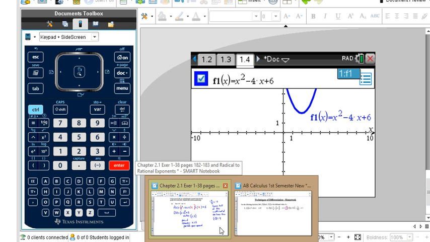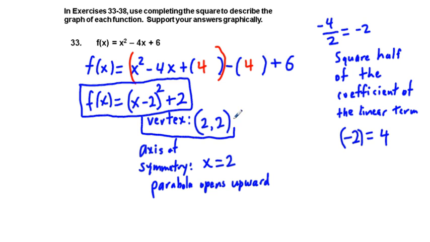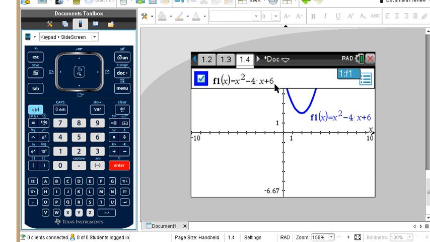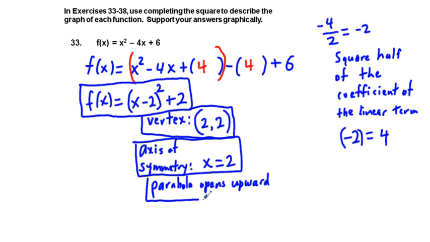We go back and just box in everything. We have our function here. We have our vertex at (2, 2). We have our axis of symmetry, x equals 2, and parabola opens upward. One thing I didn't mention is we have a y-intercept at 6, which we see from the original function. So parabola opens upward, and that will take care of that one.